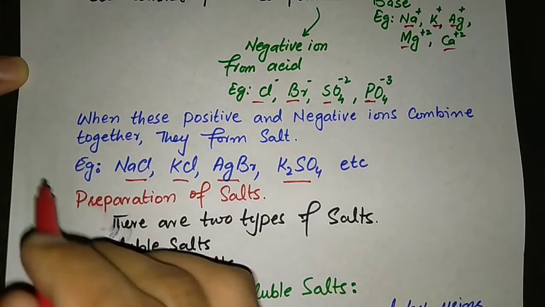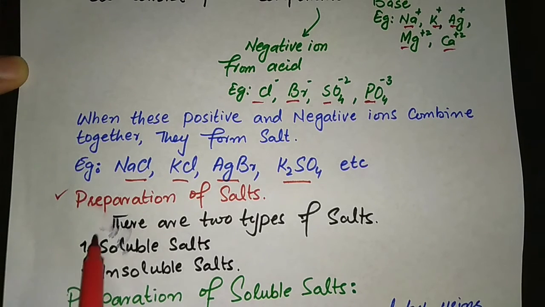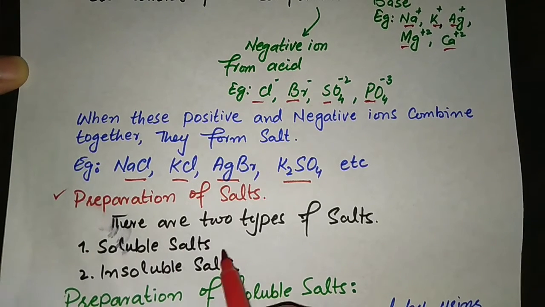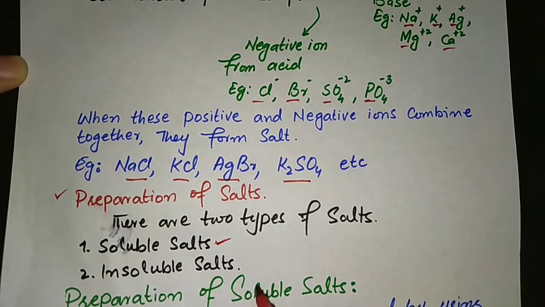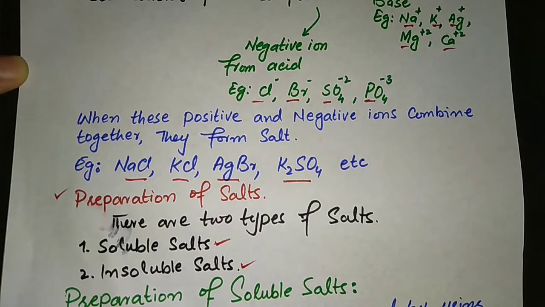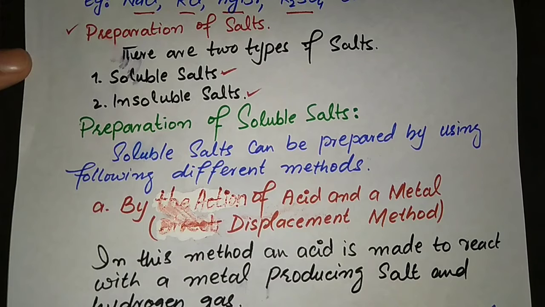Now we are going to discuss how salts are prepared. There are two types of salts that we are going to discuss in the preparation. One is the preparation of soluble salts and the second one is the preparation of insoluble salts. First of all, preparation of soluble salts. There are several ways with the help of which we can prepare soluble salts.